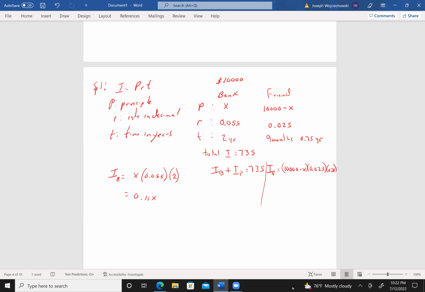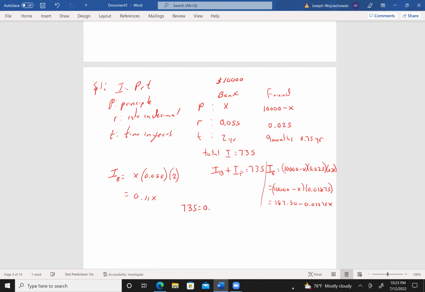So let's look at our calculator here. We get 0.025 times 0.75. That gives us 10,000 minus x times 0.01875. Okay, so this would be equal to 187.50 minus 0.01875x.